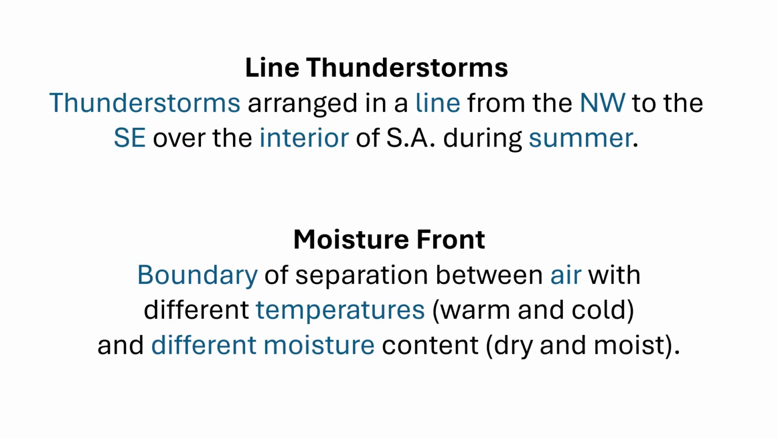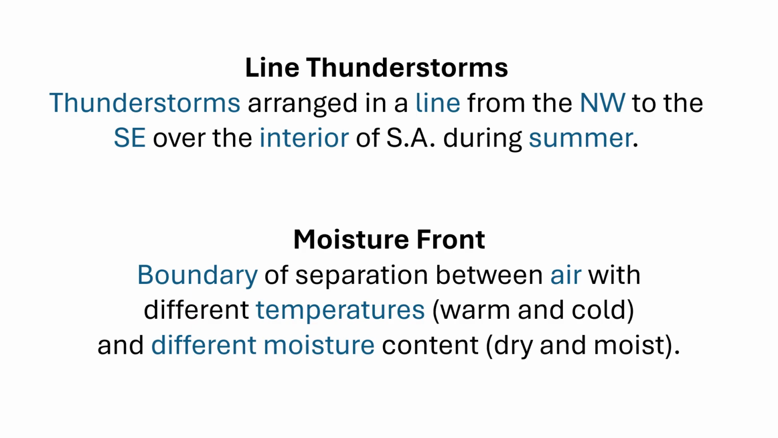Before getting into an explanation of how line thunderstorms and moisture fronts develop, it is important to be able to define what exactly they are. Line thunderstorms are thunderstorms or thunder showers arranged in a line from the northwest to the southeast of the interior of South Africa during summer.